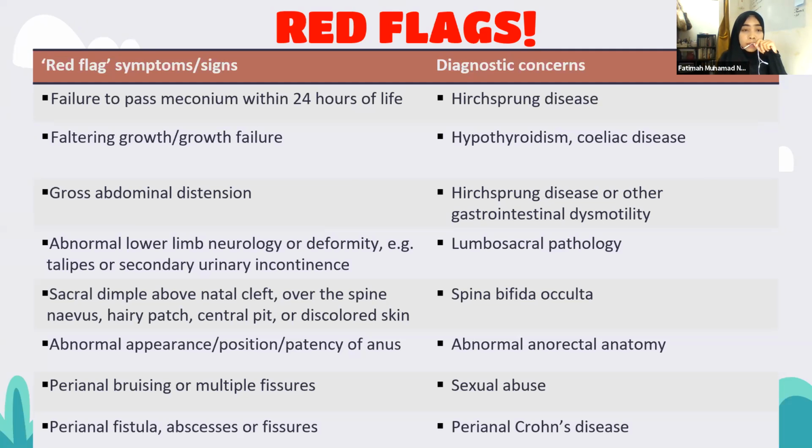If there is any abnormal lower limb neurology or deformity, then you need to suspect lumbosacral pathology. And then inspect the back also, so any sacral dimples, any hairy patches, any central tuft or skin discoloration, to look for spina bifida occulta. And then also inspect the anus for patency, any abnormal appearance, and the positioning, because there may be abnormal anorectal anatomy. And also when you inspect the perianal region, look for bruising or multiple fissures, because this can be due to sexual abuse. Okay, and then at the same time, look also for any presence of fistula, abscesses, or fissures, because you need to suspect chronic disease.